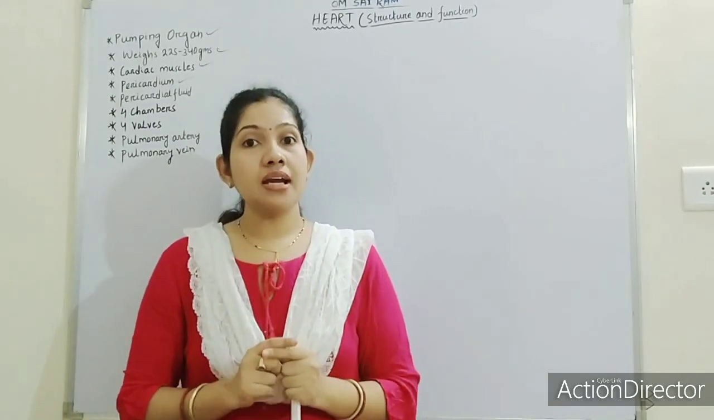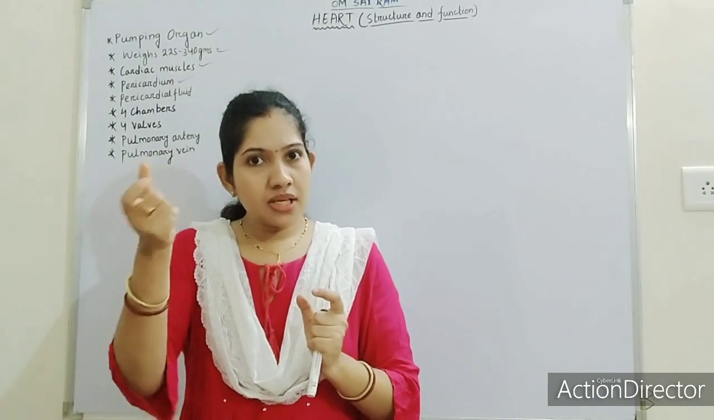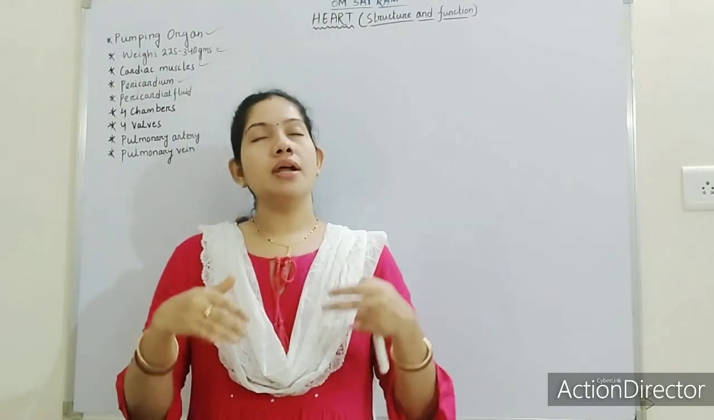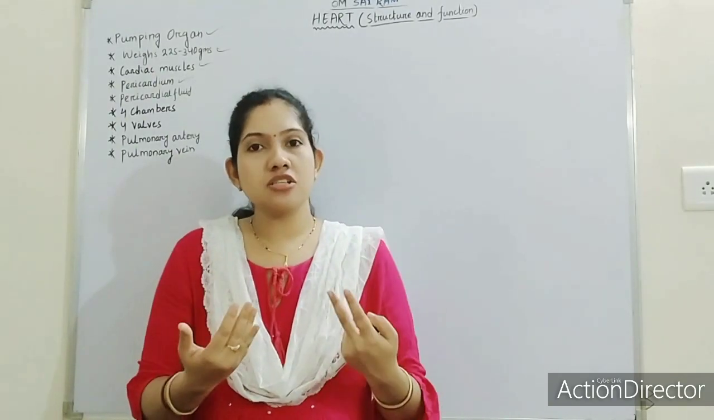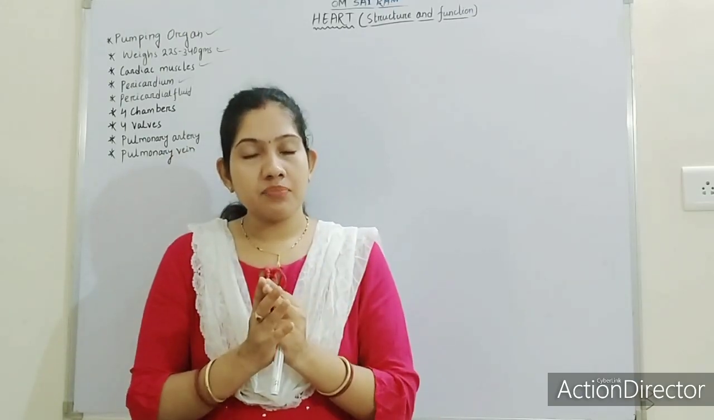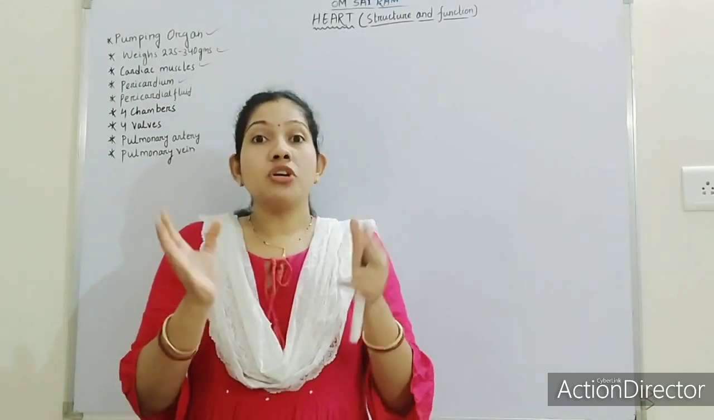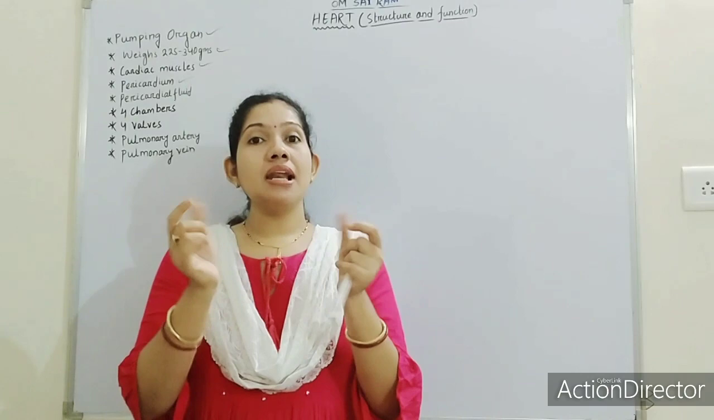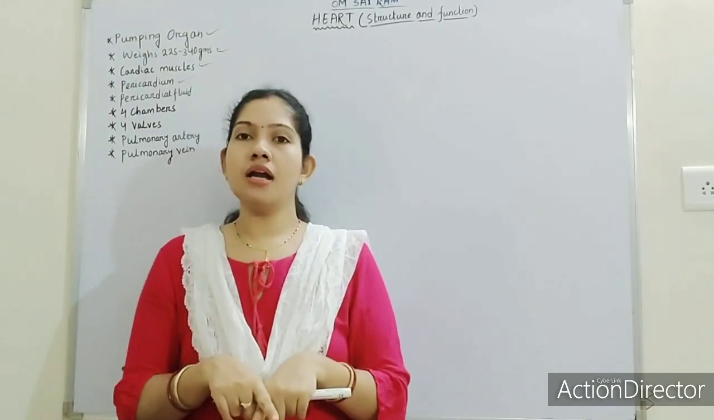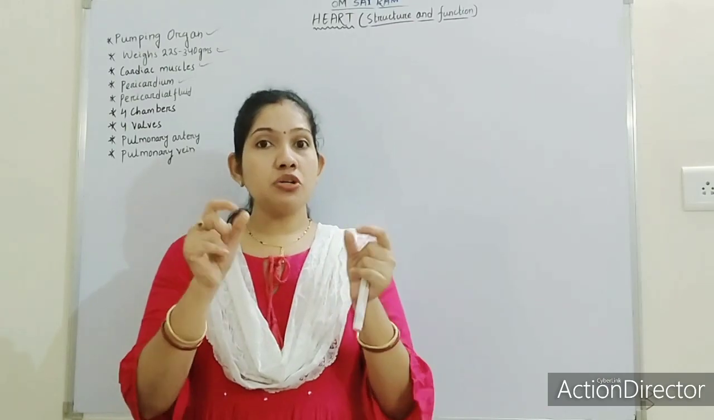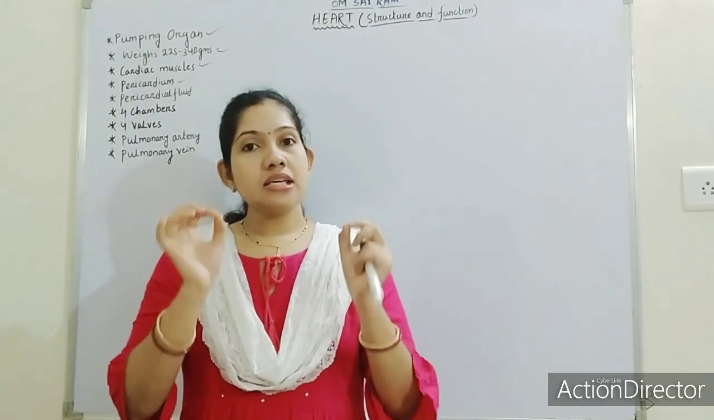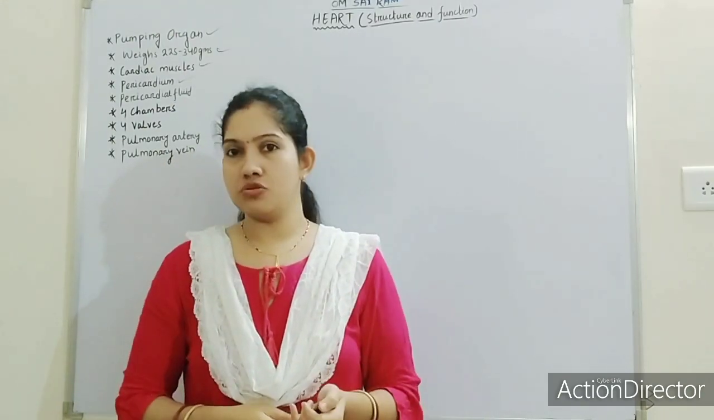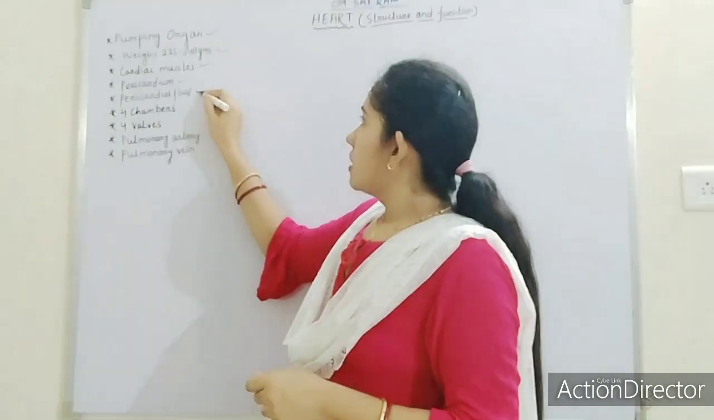As I said, the pericardium is a double layer, which means in between the two layers there is a fluid known as pericardial fluid. Whenever the heart gets any injury or mechanical shock, this pericardial fluid helps protect the heart from any mechanical injury. Again I am repeating, there is a double layer membrane which encloses the heart, known as pericardium. In between the double membrane there is a fluid known as pericardial fluid which protects the heart from any mechanical injury. Okay, next, four chambers.